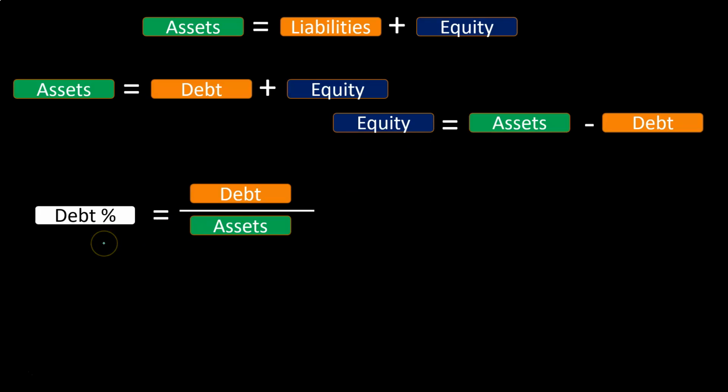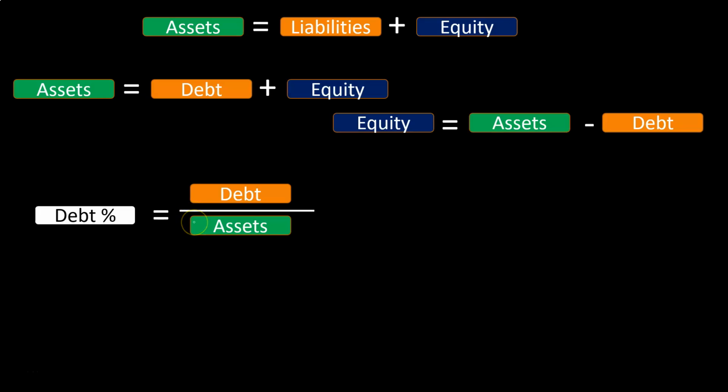So then we can look at the debt percent. If we look at the debt percent, that would be the debt over the assets. So we have our calculation here. We can think of the debt over the assets and the equity over the assets, and the sum of those two should be 100%. This is going to be our weighting that we will have. So debt over the assets.